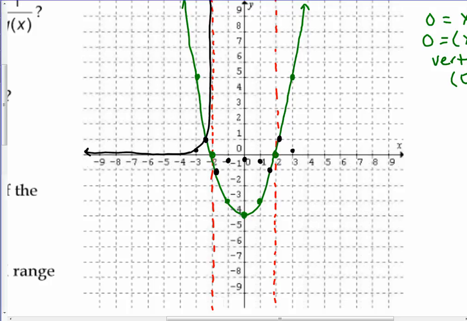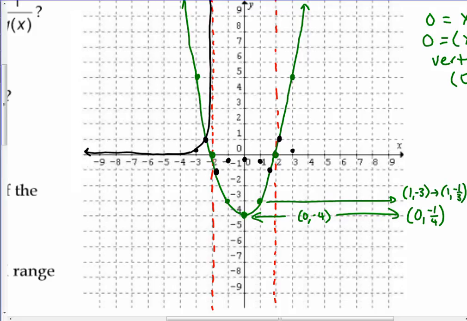Yeah, Avery? Can you re-explain how you get those points? Okay, so for example, this point right there was 0 and negative 4. So the reciprocal is going to turn into 0 and negative 1/4. This point here was originally 1 and negative 3. It will turn into 1 and negative 1/3. So we're just taking the reciprocal of the y coordinate. The x stays the same.